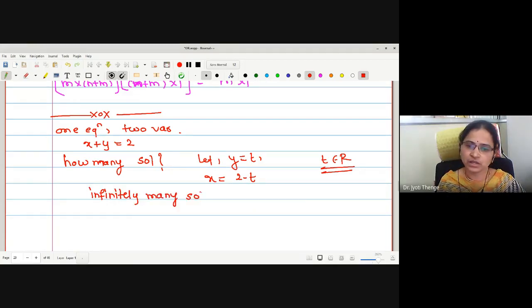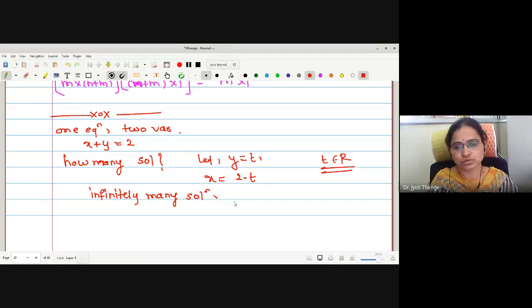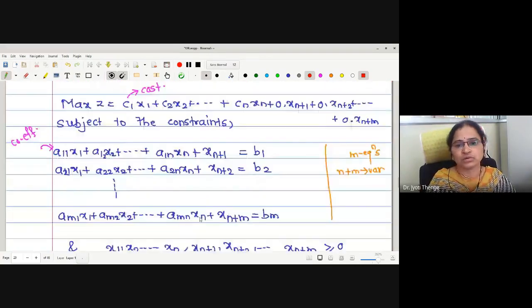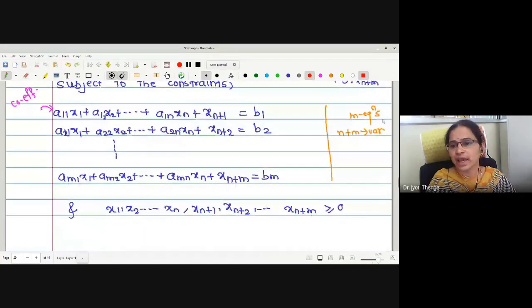Infinitely many solutions. It is not possible to find out the unique solution for the system. Therefore, here also, for the same conclusion, m equations in n plus m variables will possess infinitely many solutions.